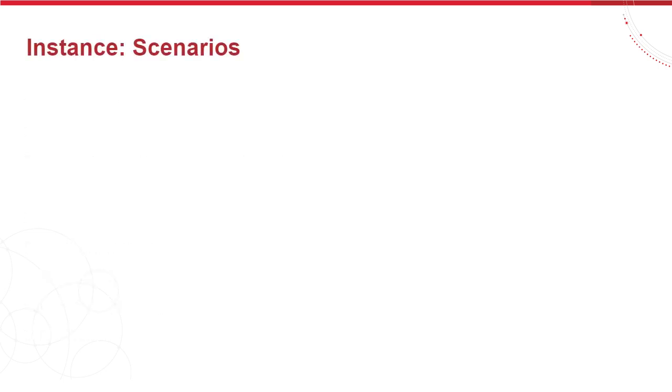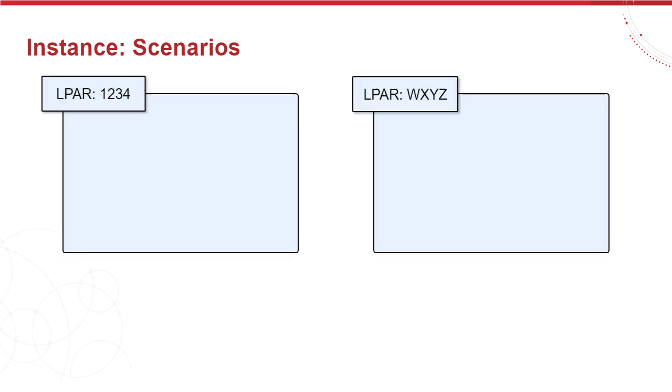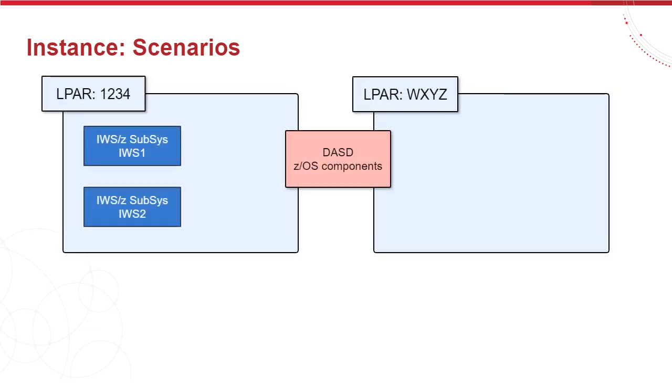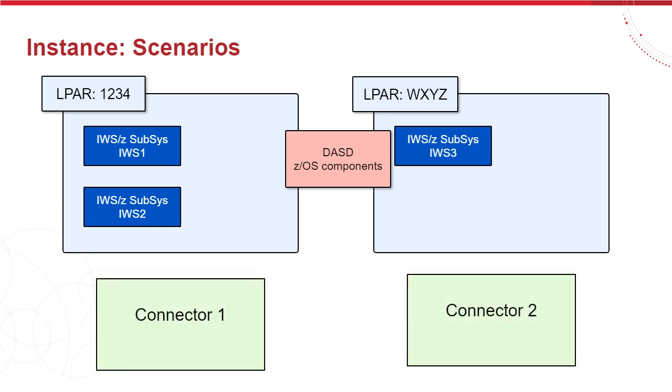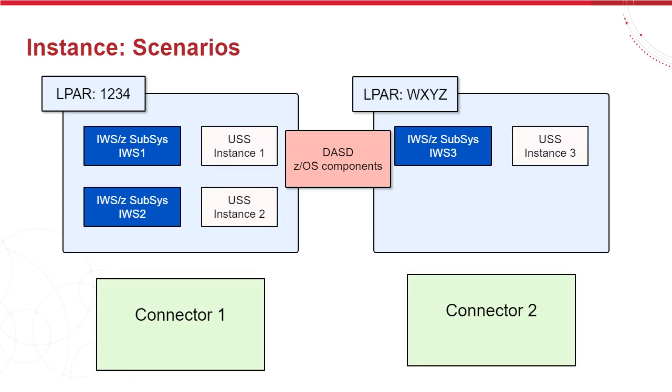Let's consider some deployment scenarios and the impact on the instances. Let's imagine a mainframe with two LPARs. The first LPAR has two IWS subsystems, while the second has a single IWS. We also have two connectors. Each IWSz subsystem needs its own software, and each software instance can communicate with a single connector. So instances are mapped to a single IWS and a single connector.